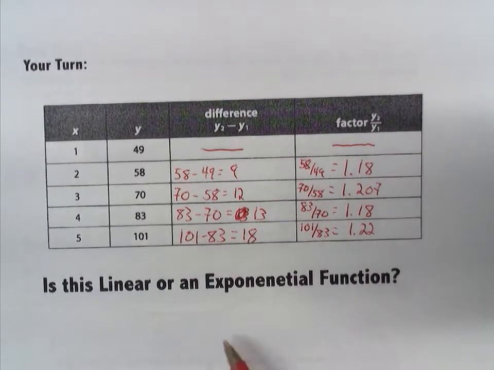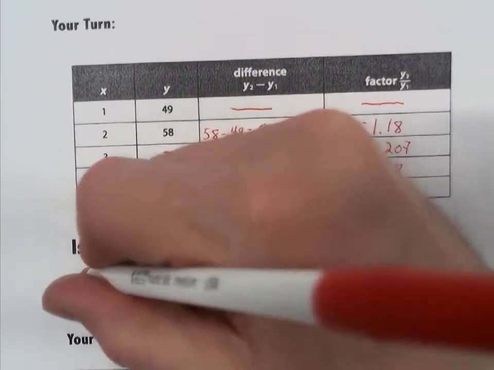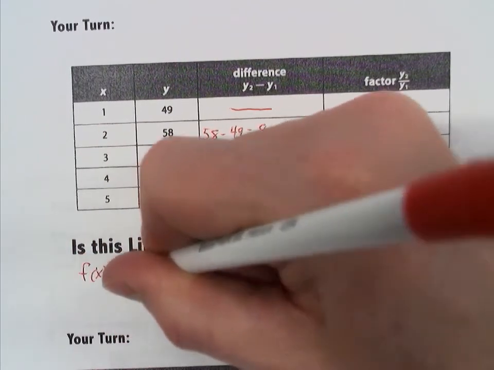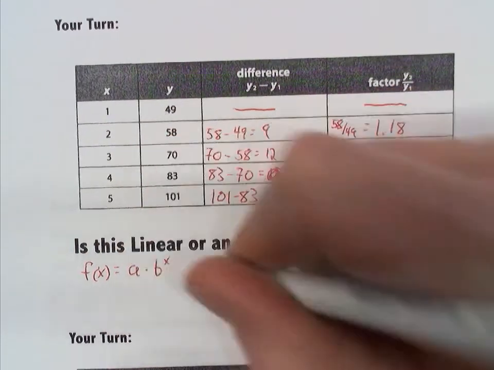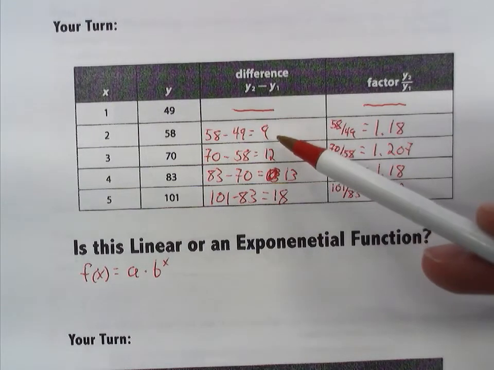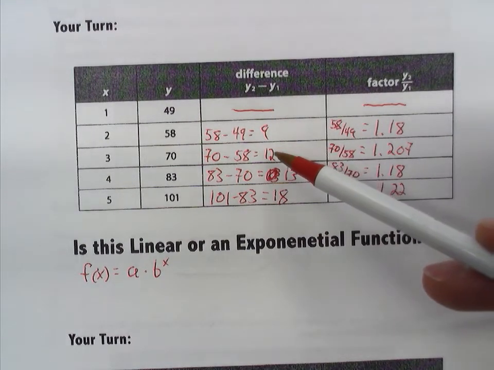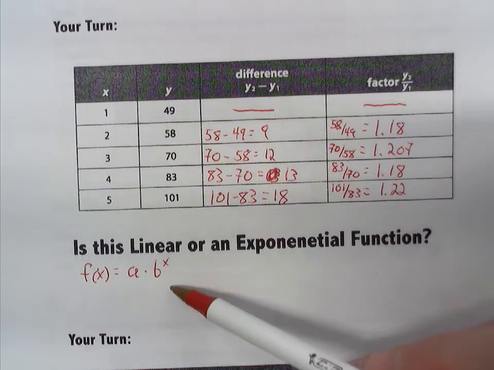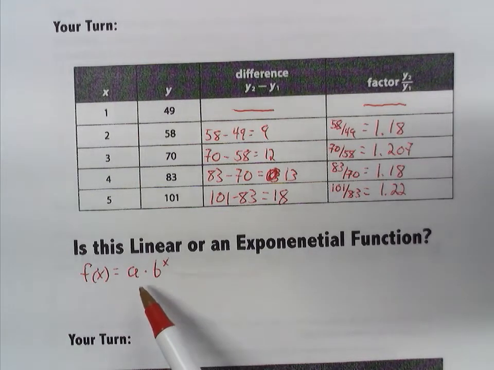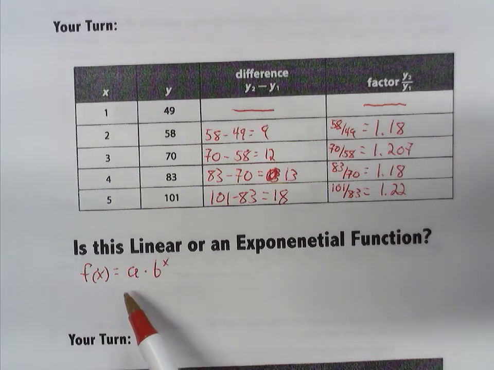And now, if we have our function f of x equals a times b to the x power, we can see the way that this is moving. This is clearly not linear. It's not going up by some predetermined amount. You can see this by the changing y2 over y1 factors. And so therefore, we know it's going to be exponential, so we're going to use this.